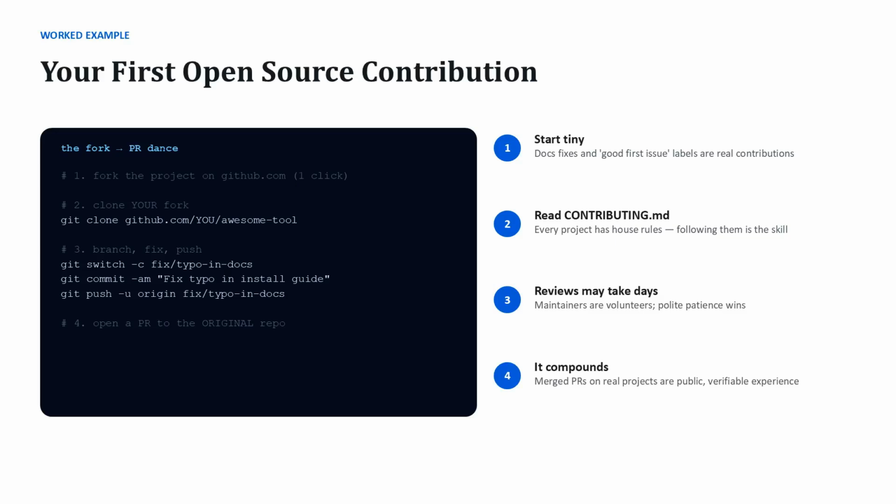Contributing to open source sounds intimidating until you see the dance. Step 1. Fork the project. One click gives you your own copy. Step 2. Clone your fork to your machine. Step 3. Branch, make your fix, and push. Exactly the workflow you already know. Step 4. Open a pull request from your fork back to the original repository.